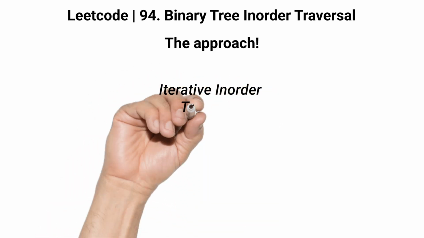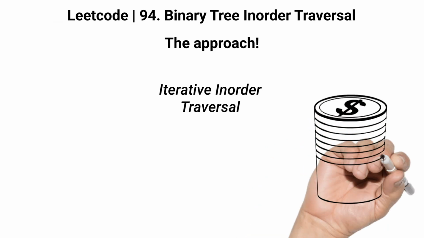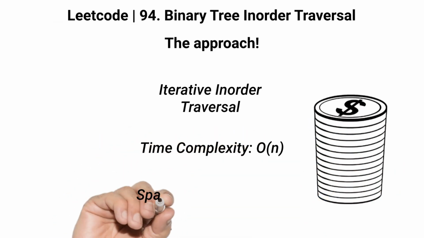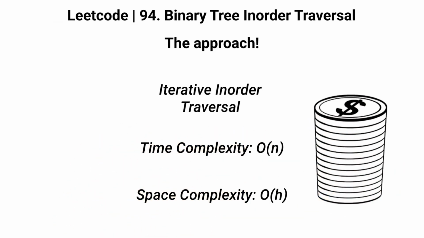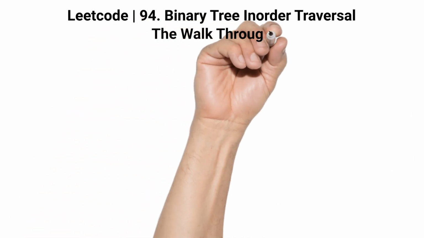The approach that we're going to be taking is called the iterative in-order traversal, which requires a stack data structure. It has a time complexity of O of n and a space complexity of O of h, where h is the height. This will be the optimal solution to this problem. Now let's walk through an example.